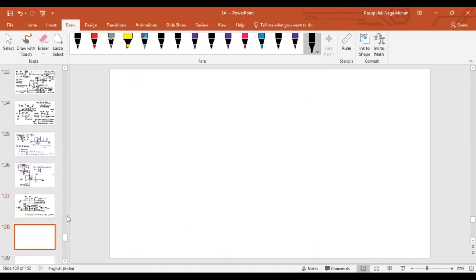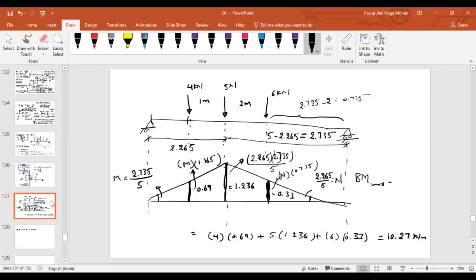Now, what happens if, R means resultant, right? What happens if R and A, they both coincide? If resultant and adjacent load are coming on the same line, then what will happen? Yes, Vishnu.